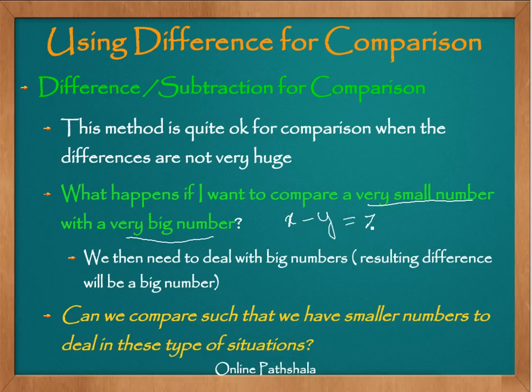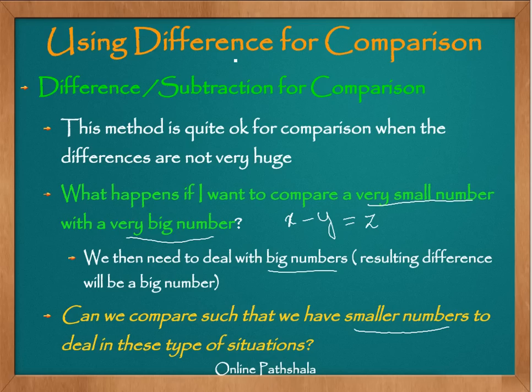So the result, let us say it's another number z. Now this z will be a huge number because we are subtracting a very small number from it. So essentially what happens is we then try dealing with huge numbers, big numbers. That raises another question. Can we compare such that we have smaller numbers to deal with in this type of situation? We are just trying to find out if there is a way of comparison wherein we may not have to deal with huge numbers after the comparison is done.